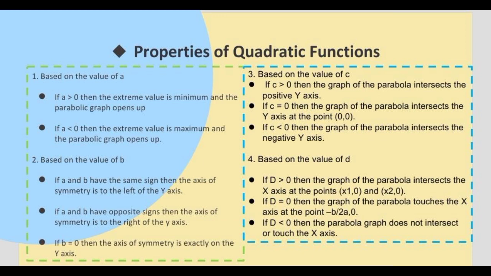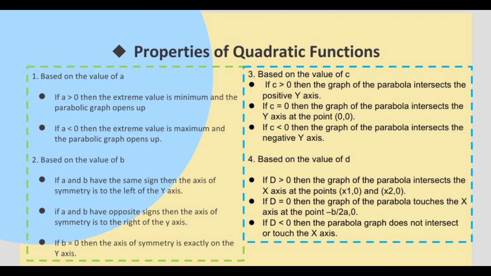Properties of quadratic function. 1. Based on the value of a. First, if a bigger than 0, then the extreme value is minimum and the parabola graph opens up. Second, if a smaller than 0, then the extreme value is maximum and the parabola graph opens down.